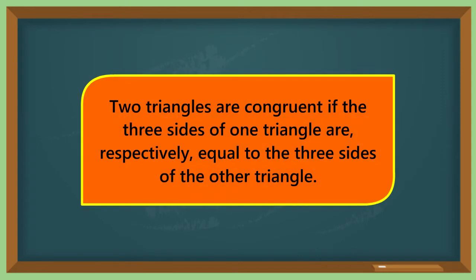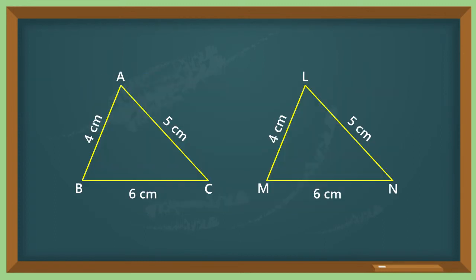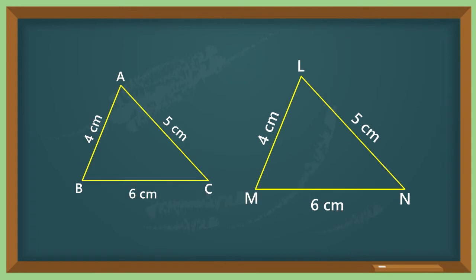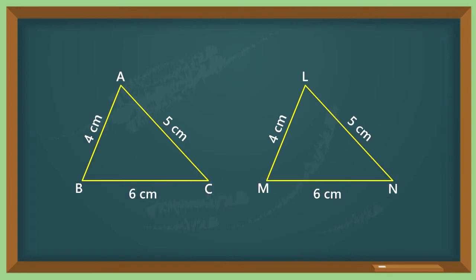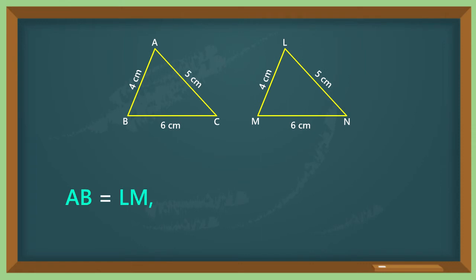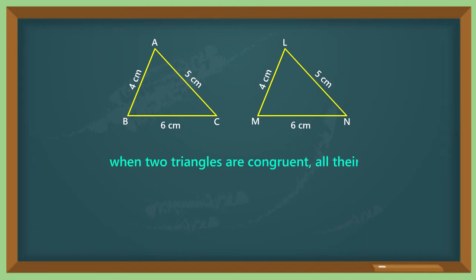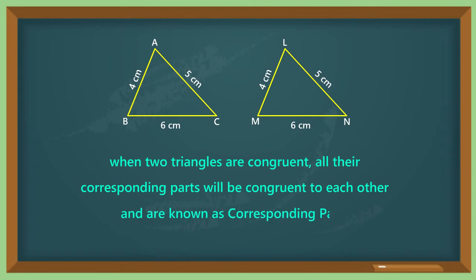SSS Congruence condition says that 2 triangles are congruent if the 3 sides of one triangle are respectively equal to the 3 sides of the other triangle. For example, triangle ABC and triangle LMN are congruent to each other because AB is equal to LM, AC is equal to LN, and BC is equal to MN. Therefore, when 2 triangles are congruent, all their corresponding parts will be congruent to each other and are known as corresponding parts of congruent triangles, CPCT.